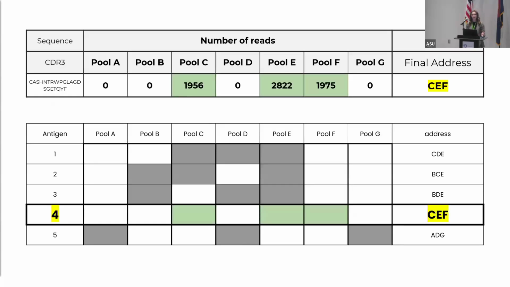When we got our sequences back, if we see a T cell receptor sequence in, for example, pools C, E, and F, we can go and find that address and associate it back to the antigen that was in that unique address. And that is how we can associate T cell receptors with the antigens they were reacting to.